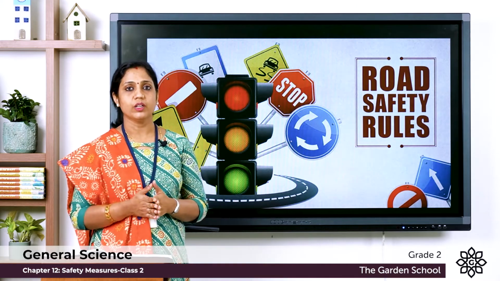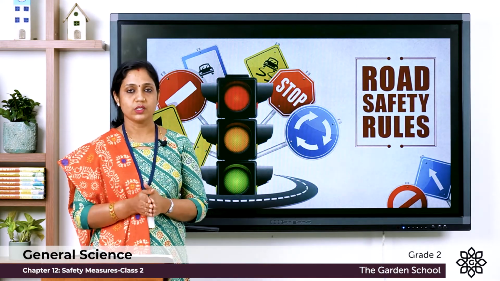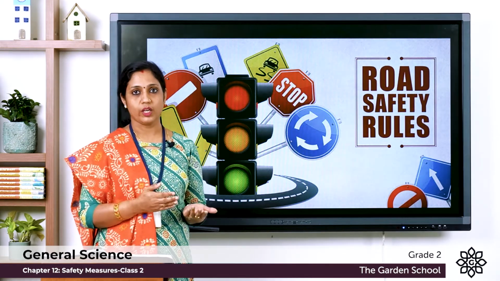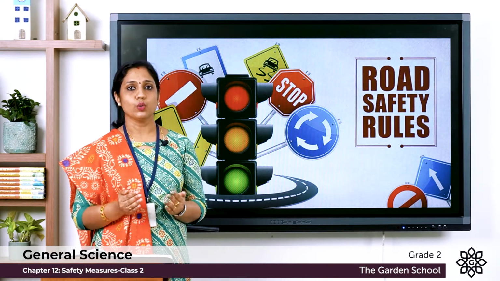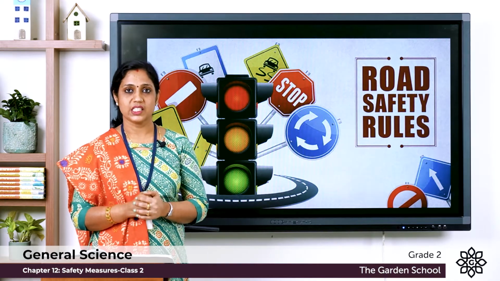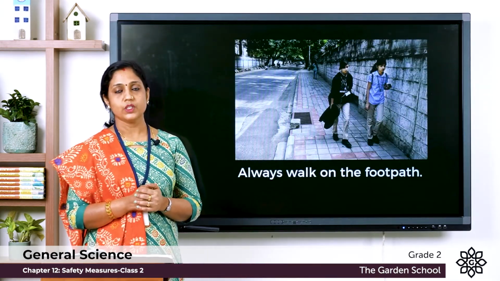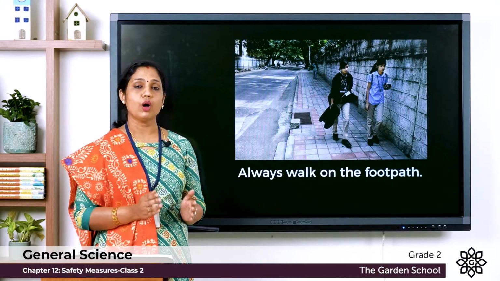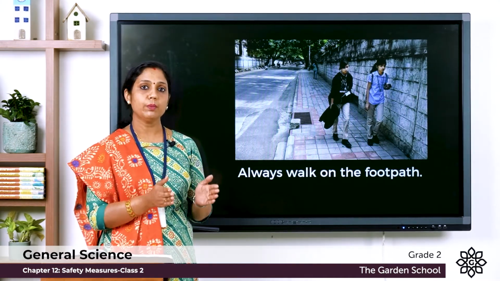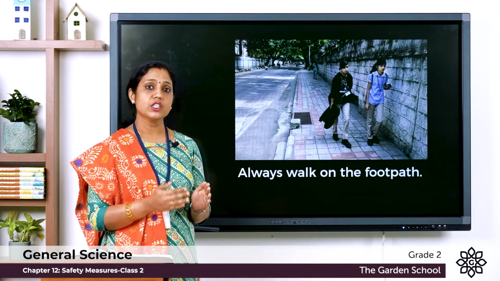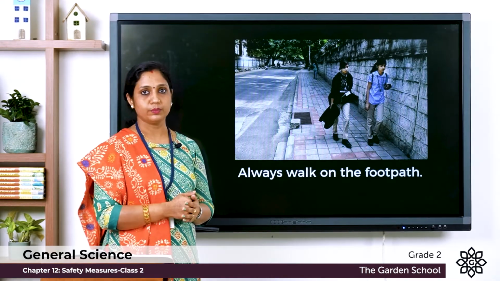So we all travel to many places and we use roads, even on vehicles, or sometimes we may be walking on the road. So there are different rules that we should follow on the road. So let's see what are there. Always walk on the footpath. So when we are walking, we have to always use the footpath, and people who walk on the road, they are called the pedestrians. So the pedestrians should always use the footpath.